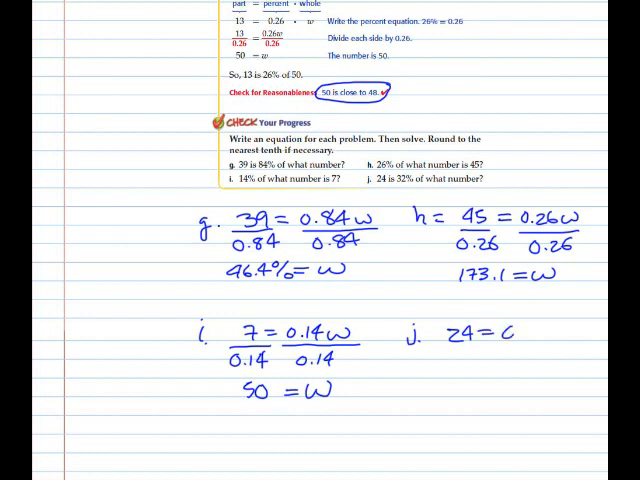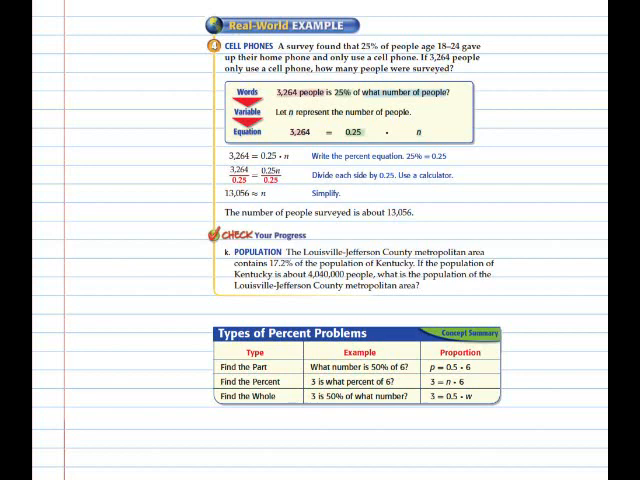And J, our last example, we know the part. We know the percent, 32%. We're going to write that as a decimal. We're going to divide both sides of our equation by 0.32 and solve for W. W equals 75. So 24 is 32% of 75.